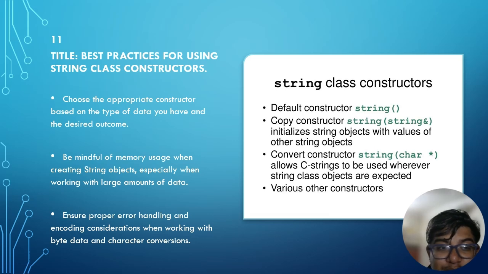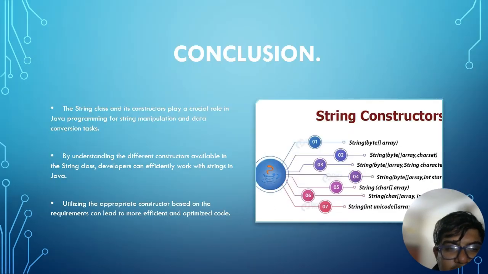So, in conclusion, the string class and its constructors play a crucial role in Java programming, as we understood now. By understanding the different constructors available, we developers can efficiently work with strings in Java. And utilizing the appropriate constructor based on the requirements will lead to efficient working of your program.